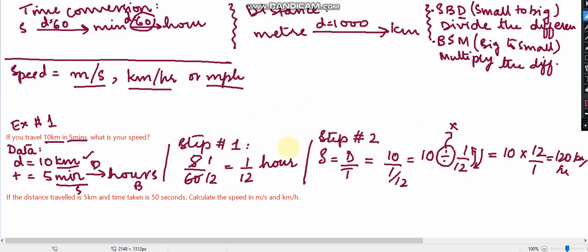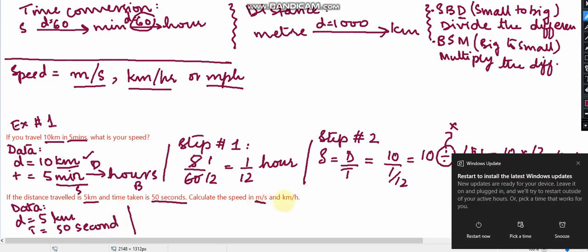So in this way, you can get your answer correctly, and I assure you, if you follow these steps, there will be no mistake. Now look at this question. This is interesting. It gives you a distance of 5 kilometers, time in seconds. So the first thing which we'll be doing is to write down the data. The data is 5 kilometers and the time is 50 seconds. Now we are asked to calculate in meter per second or kilometers per hour. So let's do meter per second because it's much easier.